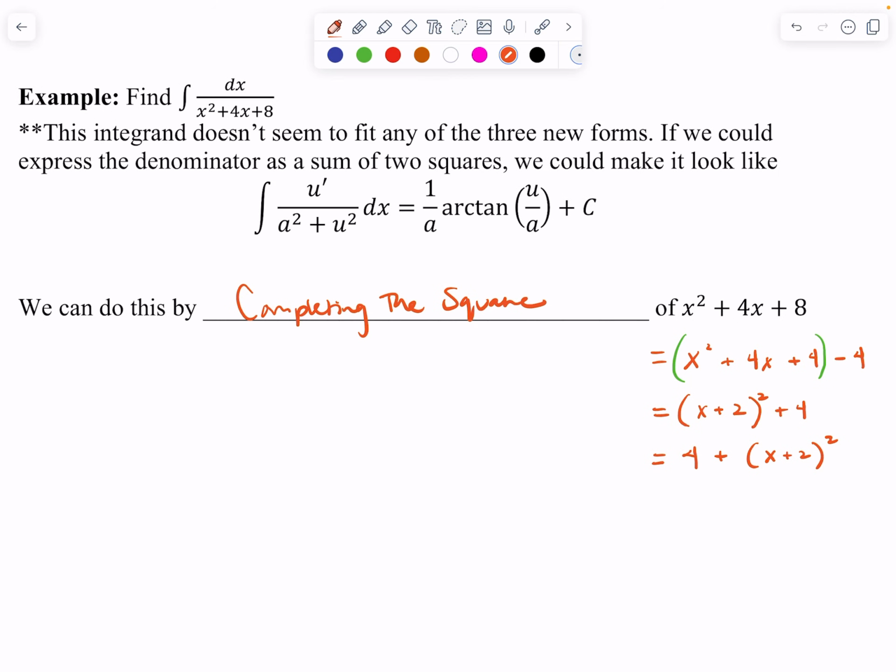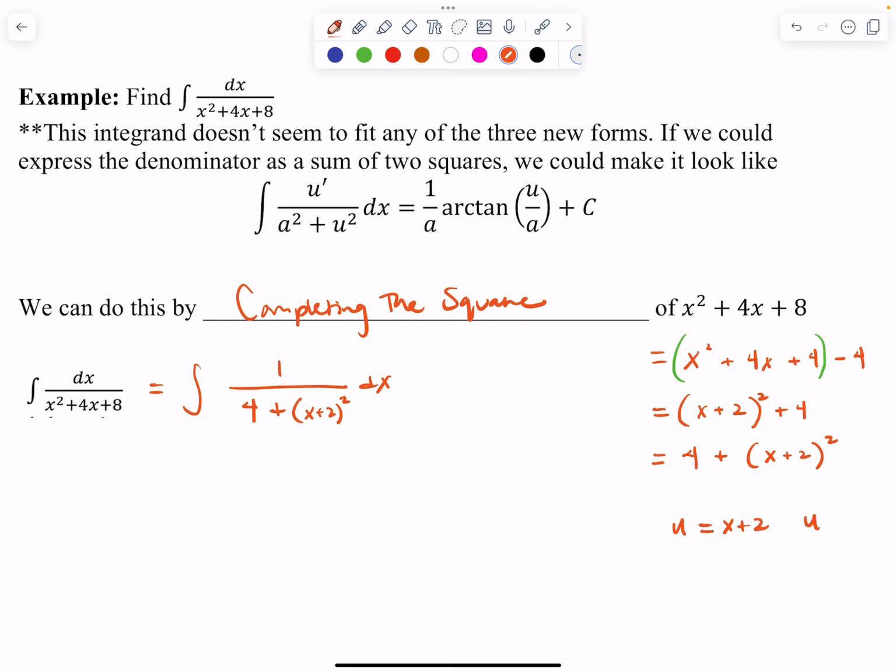So now we can think of this as, here, let me copy this. We can think of this as the integral of 1 over 4. I want it to be a squared plus u squared. So that's why I put the 4 first. So 4 plus the quantity x plus 2 squared dx. And then now I am in the form where I can think about applying the formula. So like u would be x plus 2, which means u prime is 1, and a would be 2.